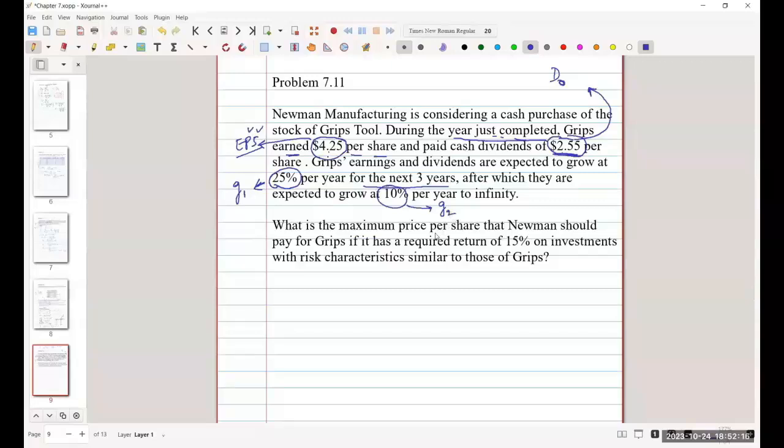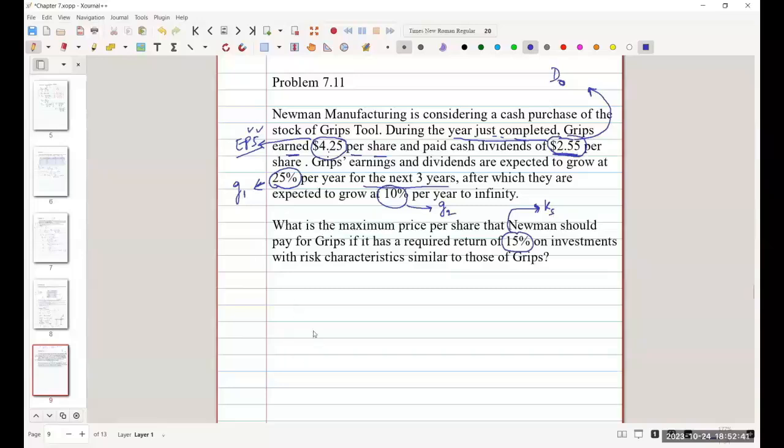The question is, what is the maximum price per share that Newman should pay for Grips if it has a required return of 15%? So this is again a number of interest. This is a required return, so this is an estimate of Ks. A required return of 15% on investments with risk characteristics similar to those of Grips.